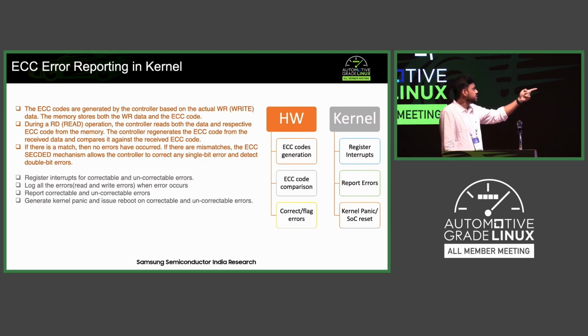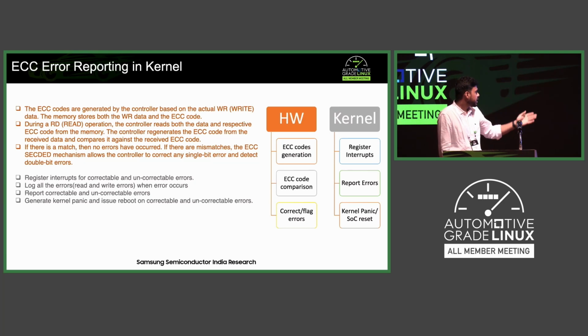Basically, the ECC codes are generated by the controller based on the write data, and the memory stores both this ECC code as well as the written data. When the read happens, the controller reads both the data as well as the stored ECC code, and then from the read data, the controller again generates a new ECC code to compare it with the previous ECC code, so as to check whether there is a data mismatch or not. If there is a data mismatch, it says that an error is generated, and if there is no mismatch, then the data is fine.